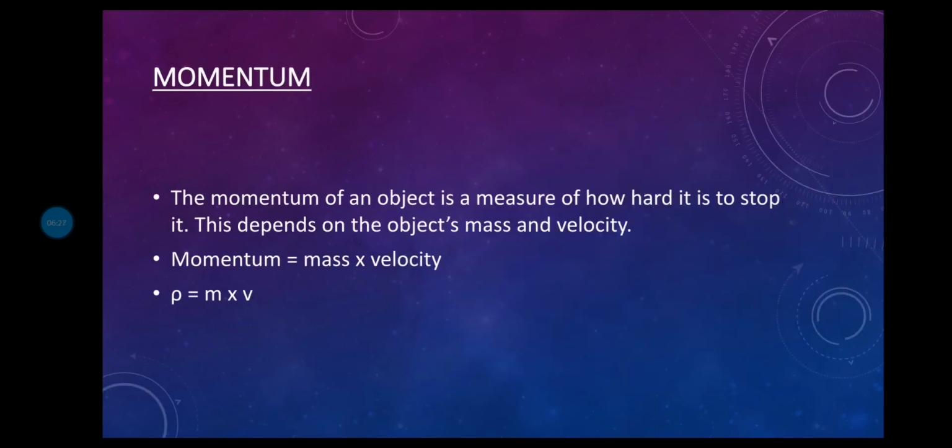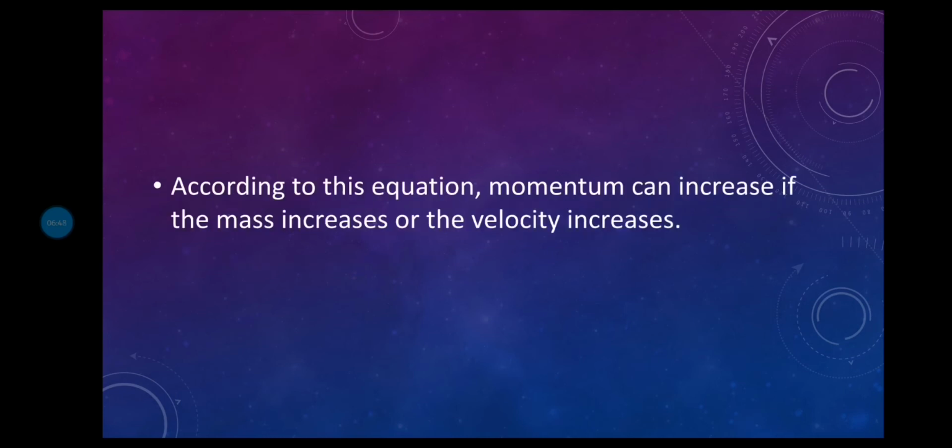Now we will move to the momentum. The momentum is the measure of how hard or difficult it is to stop an object. This depends on the object's mass and velocity. The momentum is equal to mass times velocity, m and v. M is in kilograms, velocity is in meters per second. According to this equation, momentum can increase if the mass increases or if the velocity increases. So if any of these two increases, the momentum is going to increase.